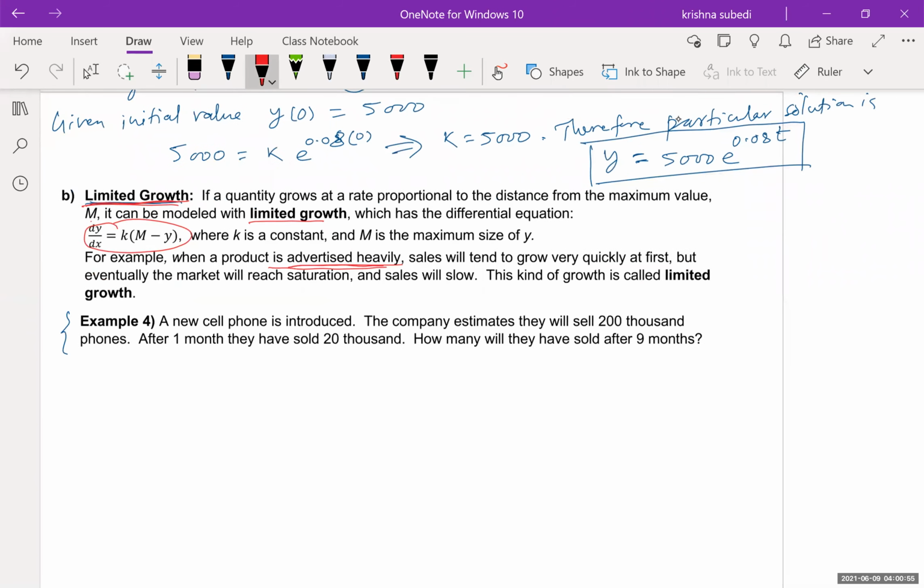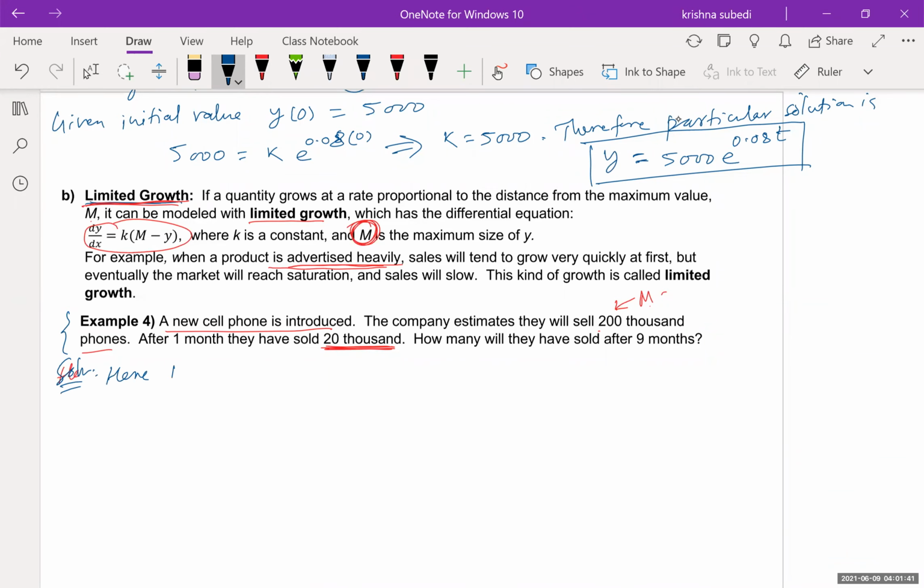And here is one example. A new cell phone is introduced. The company estimates they will sell 200,000 phones. That is their estimation, the maximum that they would sell. Okay, that's m. m is the maximum estimate, which is 200,000 in this case. After 1 month, they have sold 20,000. What does that mean?